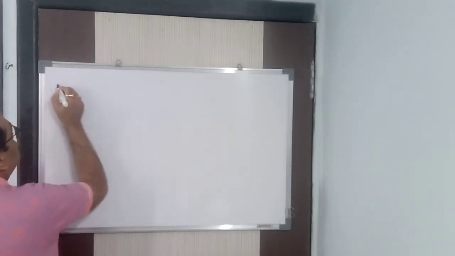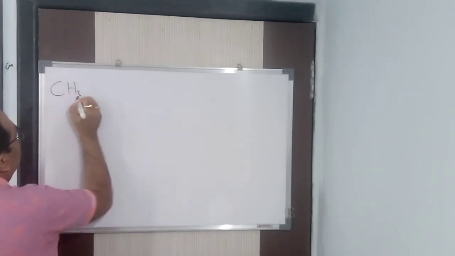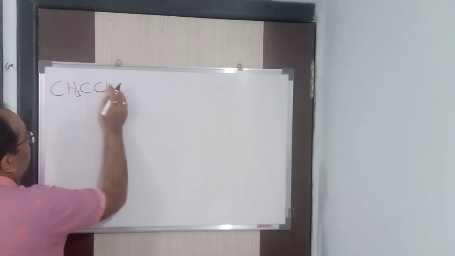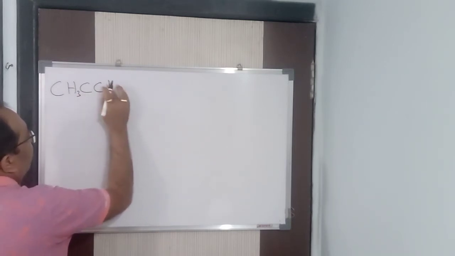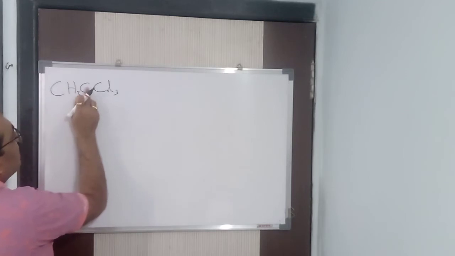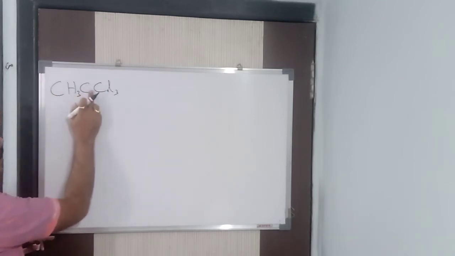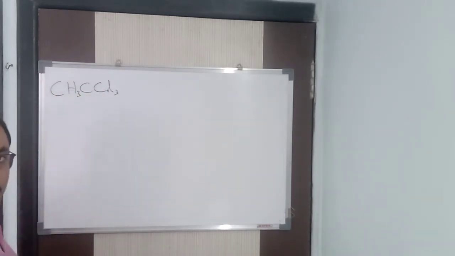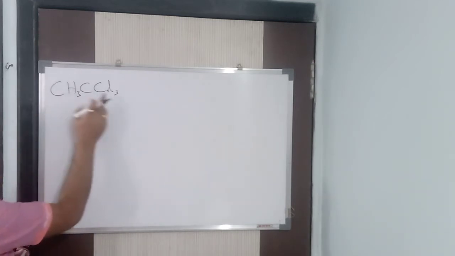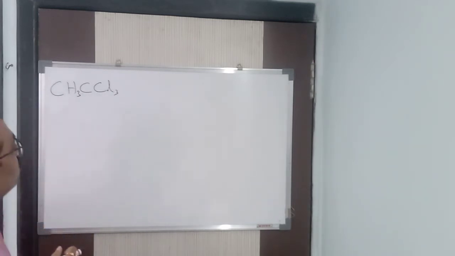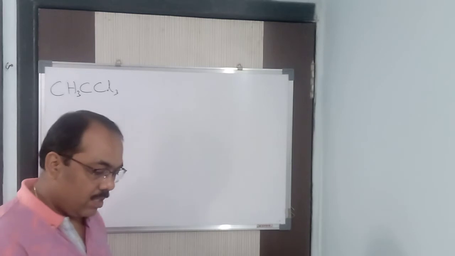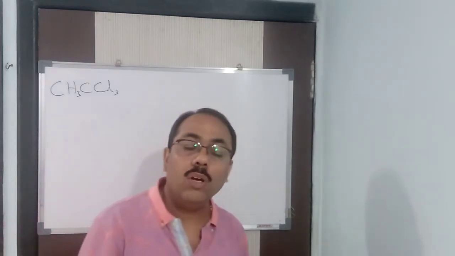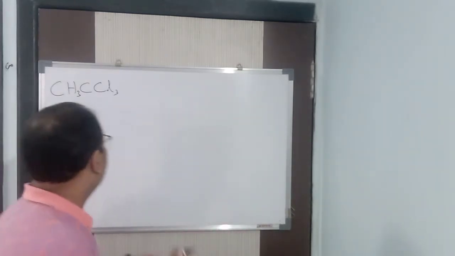See here. Suppose I am taking here CH3CCl3. You can take chloroform also. So if it is chloroform, then it will be CHCl3. Instead of the CH3 group, H will come. That's it. That is your CHCl3. So this is otherwise known as what? 1,1,1-trichloroethane. Ethane, 2 carbon.